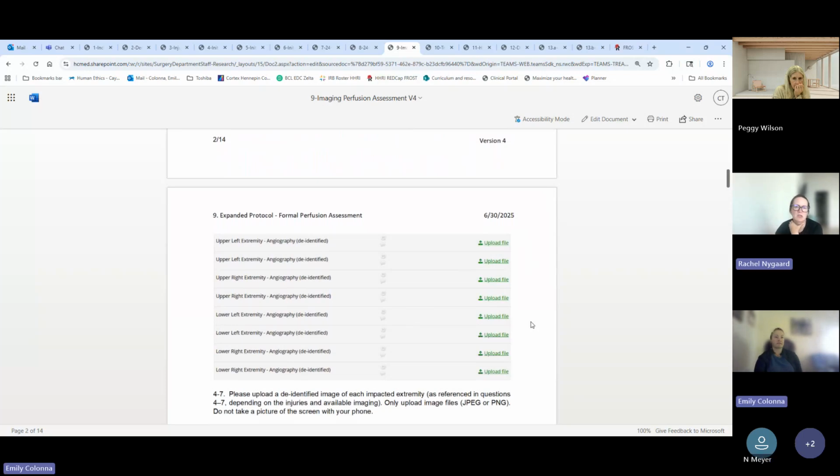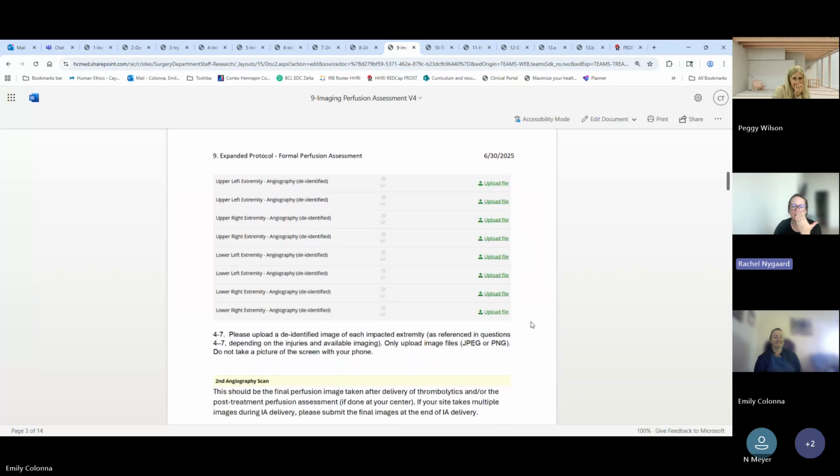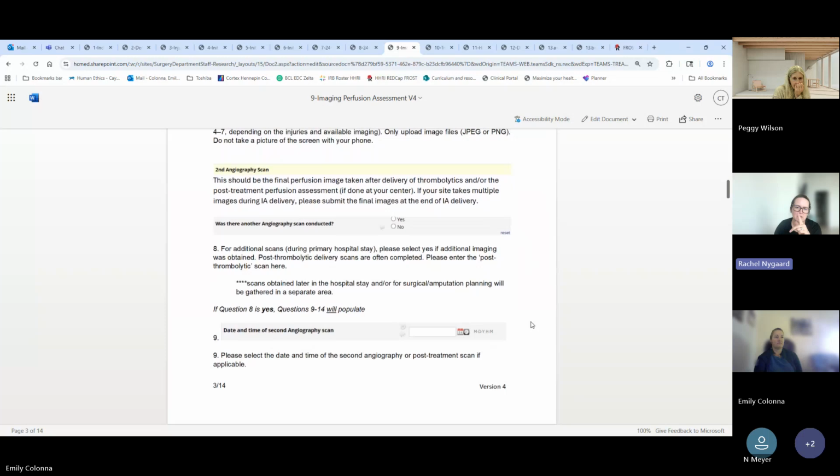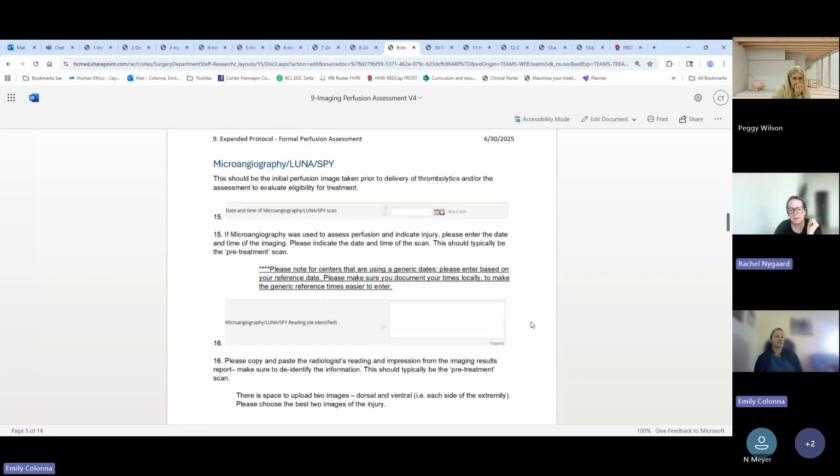Yeah, we would prefer just the screenshot of it. Please don't use your cell phone though to take a picture of the screen. That gets real blurry. But screenshots are fine, or downloading the flat, composite or SPY file. They don't use angiography, they use microangiography or SPY, so that's a lower down question. Lower down, same questions. Microangiography, Luna, SPY, same information.